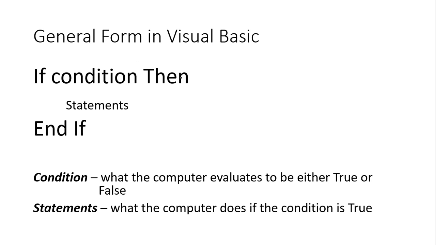Then you see the word then, and then you're going to have these statements right here. Statements are what the computer is going to do if that condition is in fact true. So if this turns out to be a true statement, this is what's going to actually execute. And then we have this end if. This is our way of telling Visual Basic, this is where I want you to stop if it's true. Now let's say this condition turns out to be false. That means nothing inside here will run, because this is only going to execute if the condition is true.